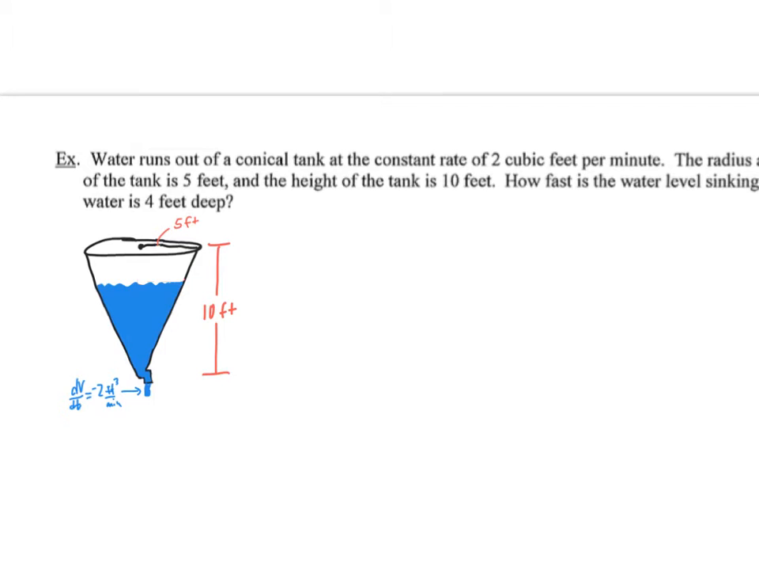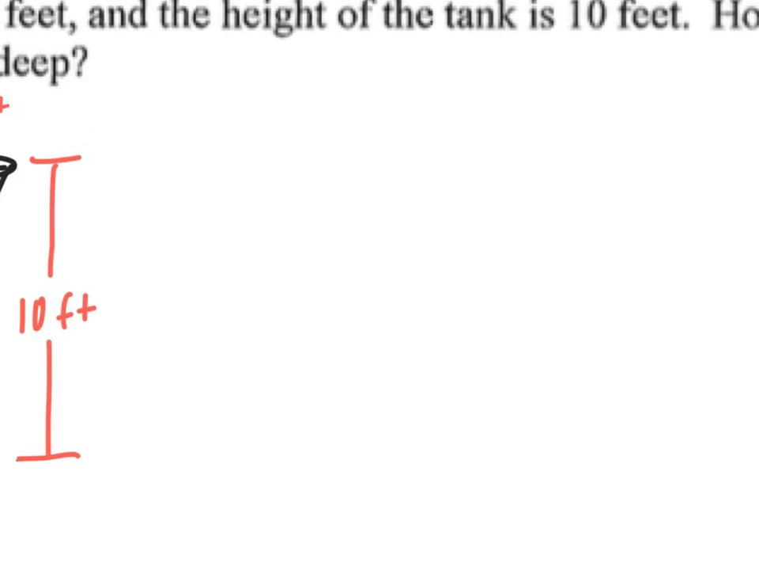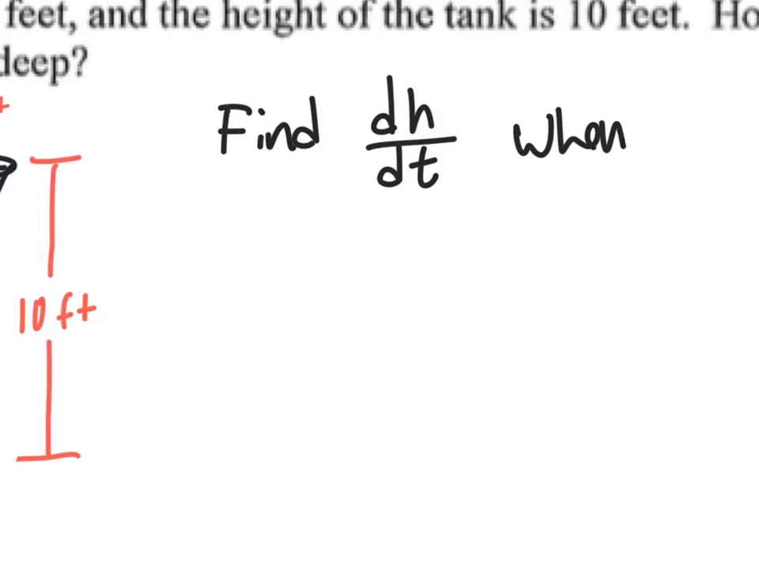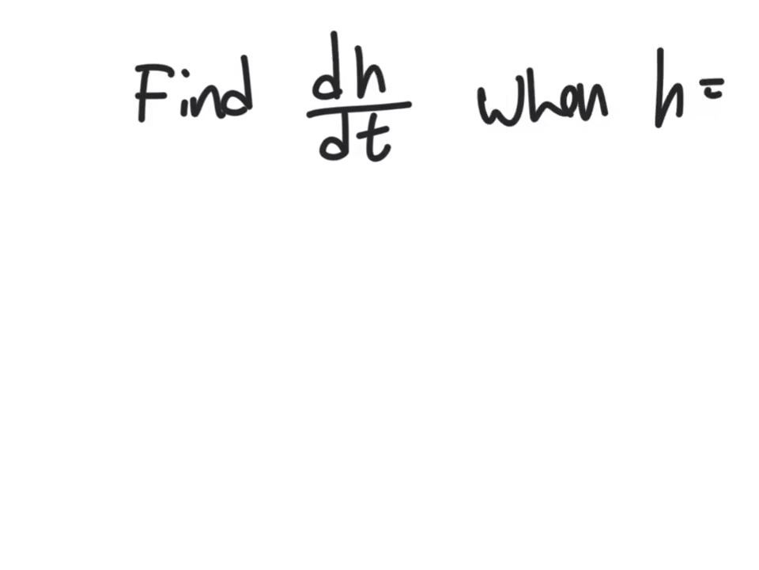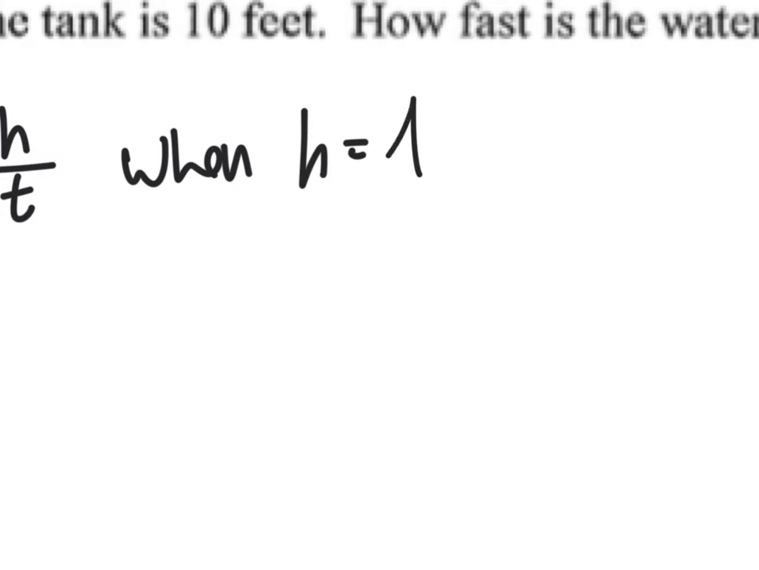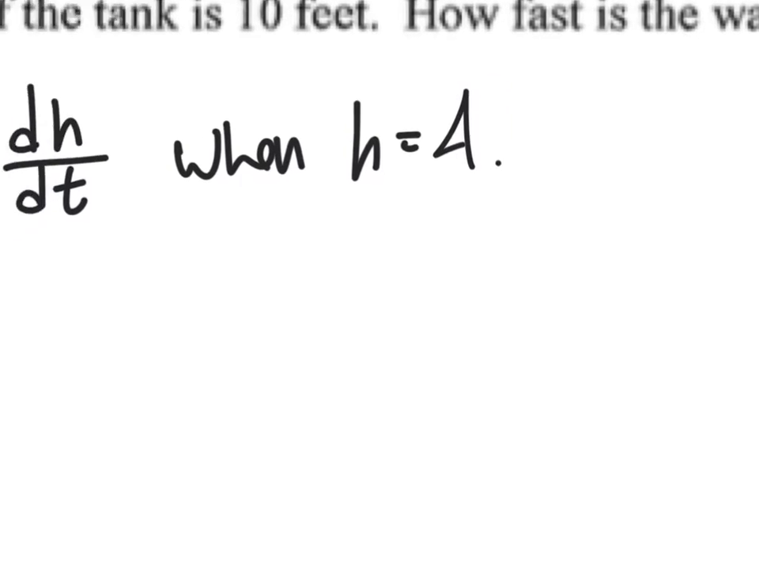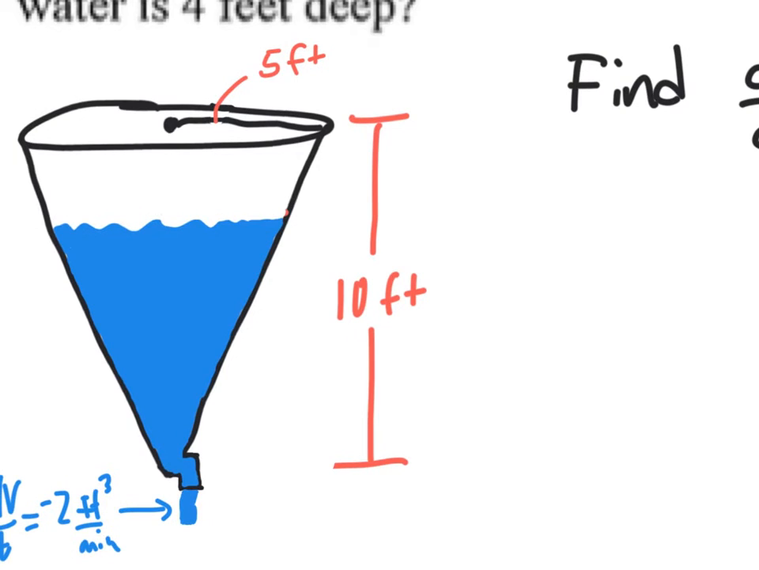So we want to do this. Zoom in and write. We want to find dh/dt when h is equal to, what is it, 4 feet deep? When h is equal to 4. So let's go over here and label this. The 10 feet here is my height, and 5 feet, that's my radius.